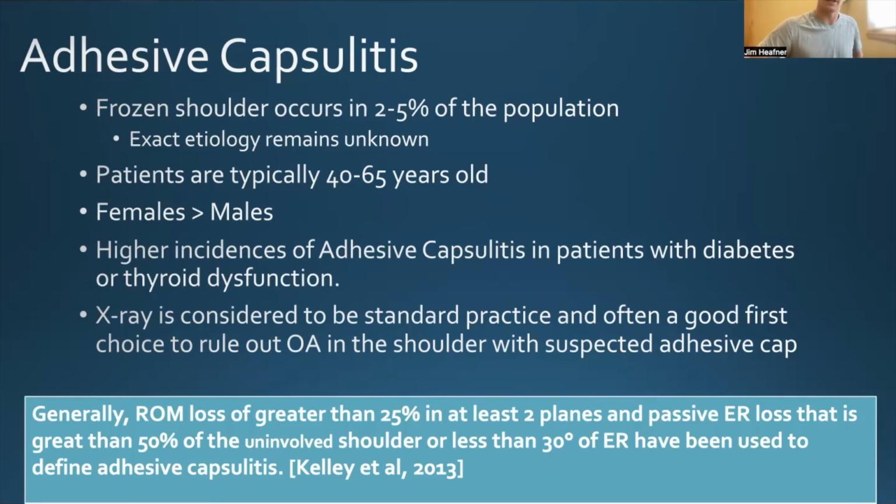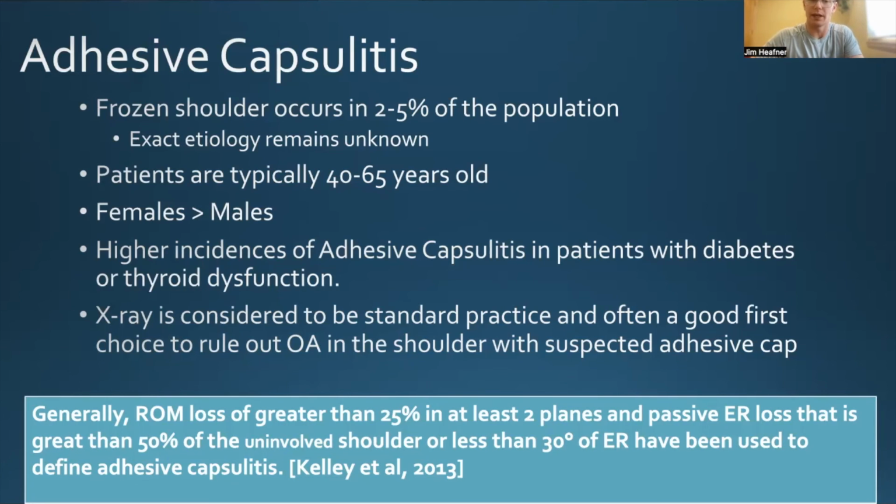X-ray is considered to be the standard of practice and often a good first choice. If you're suspecting adhesive capsulitis, you can do an X-ray to help rule out other things such as osteoarthritis of the shoulder. From the current concepts, you should know that a range of motion loss greater than 25% in at least 2 planes and passive external rotation loss that's greater than 50% of the uninvolved shoulder or less than 30 degrees of external rotation has been used to define adhesive capsulitis.